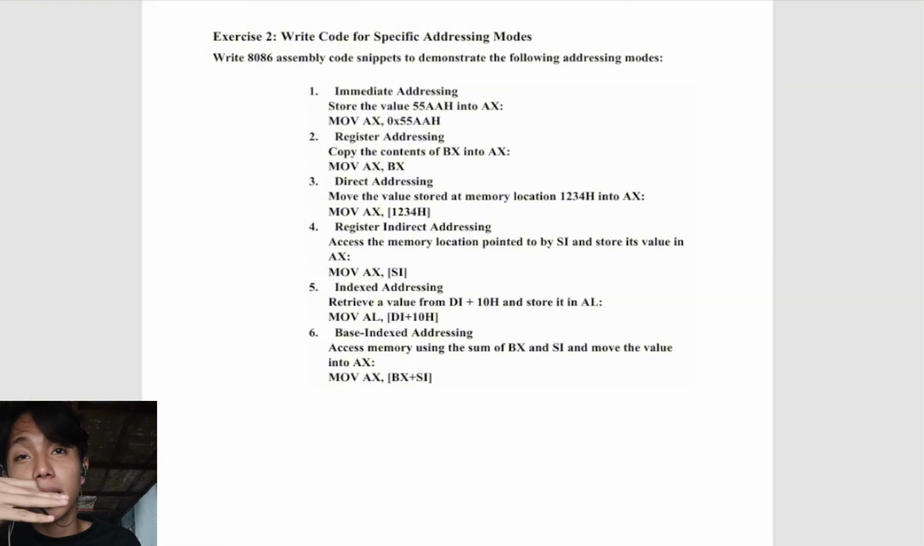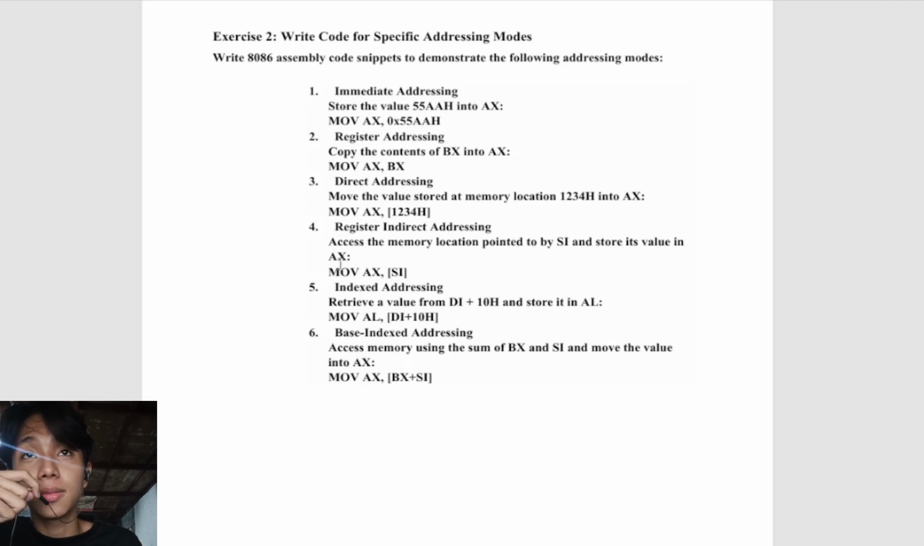Here both operands are registers, so data moves internally inside the CPU. Number 3 is direct addressing: MOV AX, 1234H, just like the earlier examples. So the CPU directly accesses the memory address 1234H.